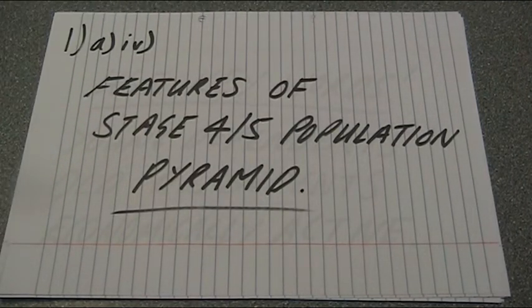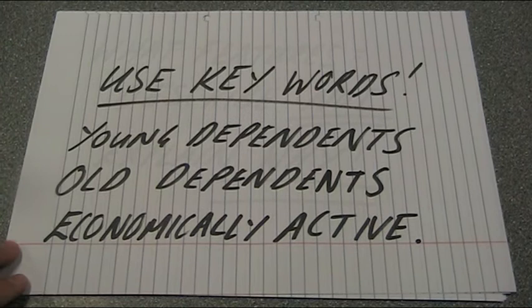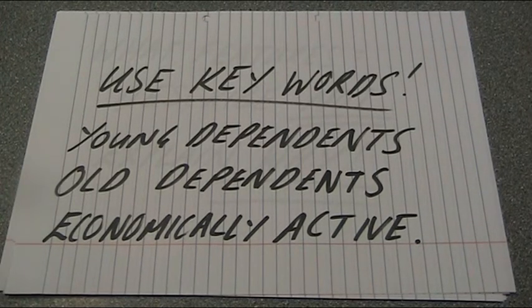Okay, the next one, it was talking about the features of stage 4 and 5 of a population pyramid. So you had the population pyramid in front of you, and on that population pyramid you had to describe what some of the main features of it were. Now in terms of this question, people did generally okay, but people weren't using enough of the key words. Okay, now these geography words or these key words are really important, and you need to make sure that you're using them all the way through every single answer that you're doing in the exam.